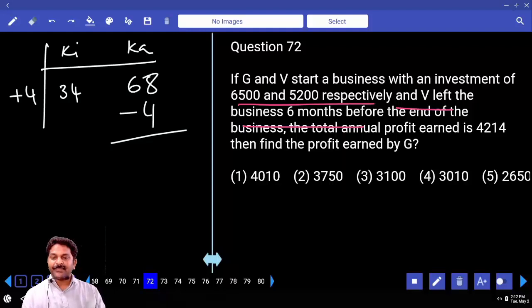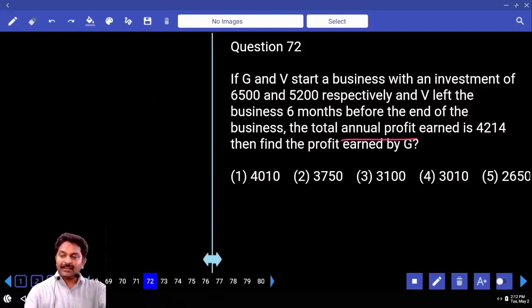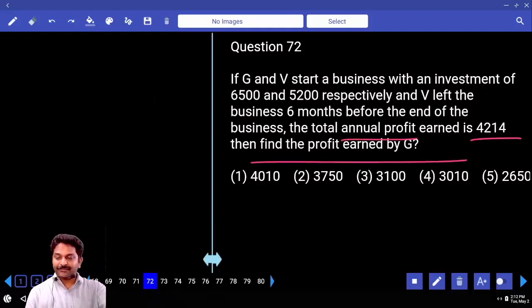If G and V start a business with an investment of 6,500 and 5,200 respectively, V left the business 6 months before the end of the business. That means he is not there for the last 6 months. The total annual profit is mentioned, and the business ran for 1 year. Find the profit of G.